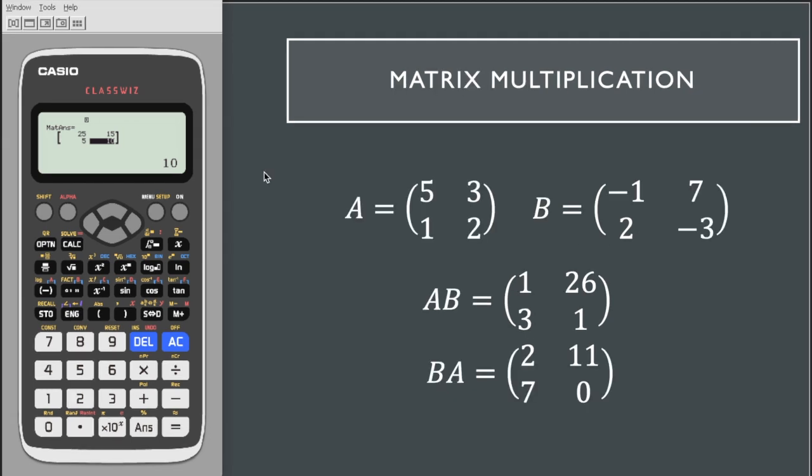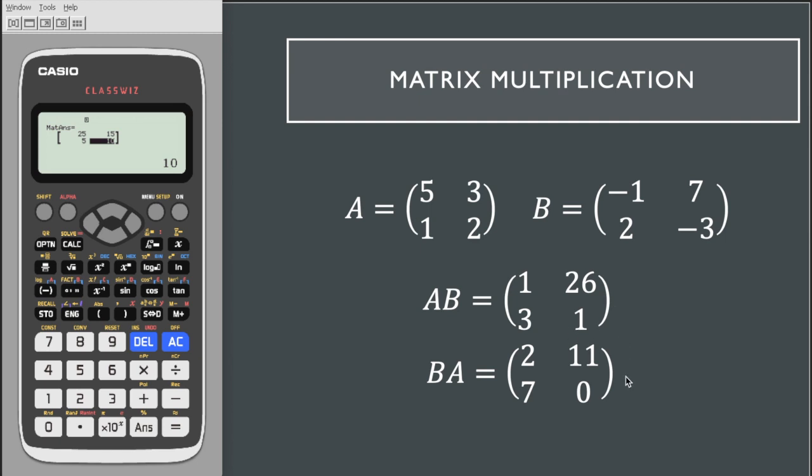Next up, we're going to look at matrix multiplication. So here we've got our two matrices which we defined previously, matrix A and matrix B, and we're going to work out how we get matrix A times matrix B and then matrix B times matrix A. Now, you should know that matrix multiplication is non-commutative, which means that when we change the order of what matrices we're multiplying together, we're going to end up with different answers, and we can see that here.